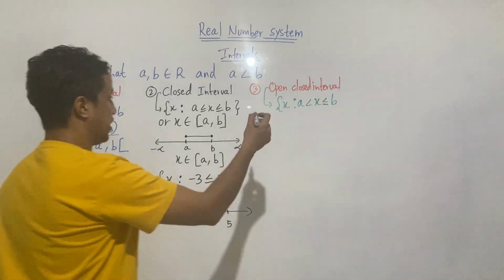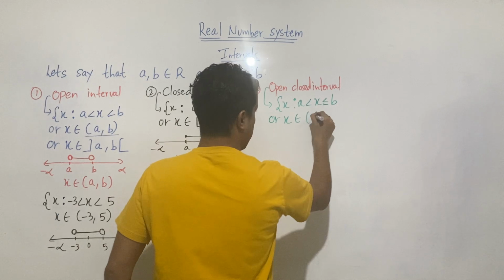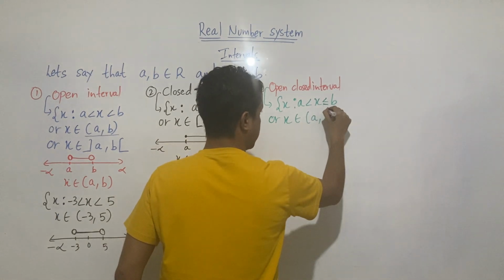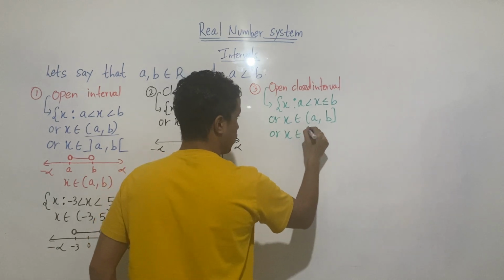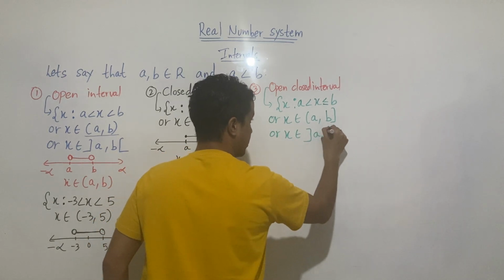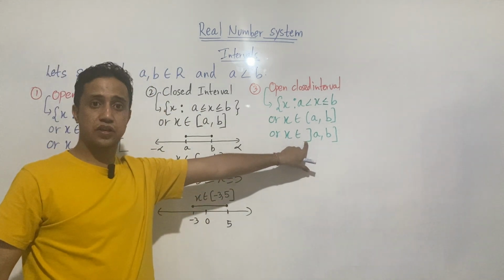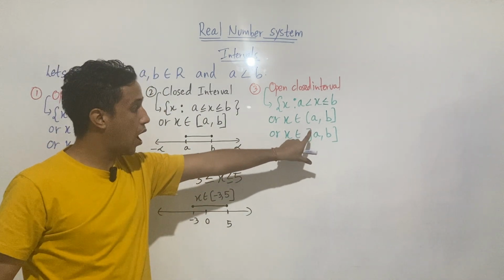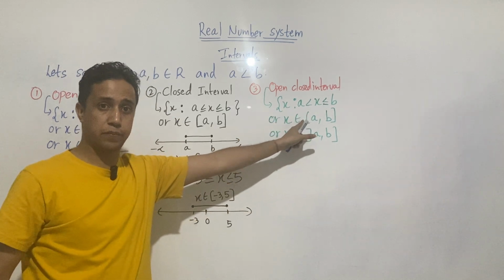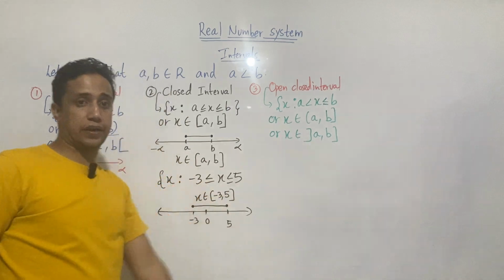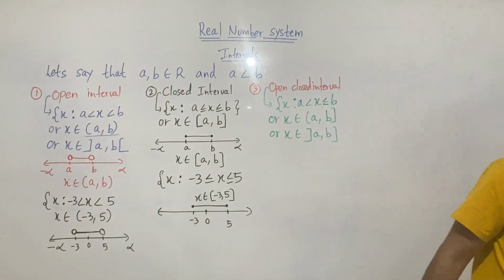Okay, so it can also be represented as x belongs to (a, b], or it can also be represented as x belongs to ]a, b]. Now this is also a bracket, used as the replacement for this open bracket. This is also the open bracket. Okay, but we use it rarely.